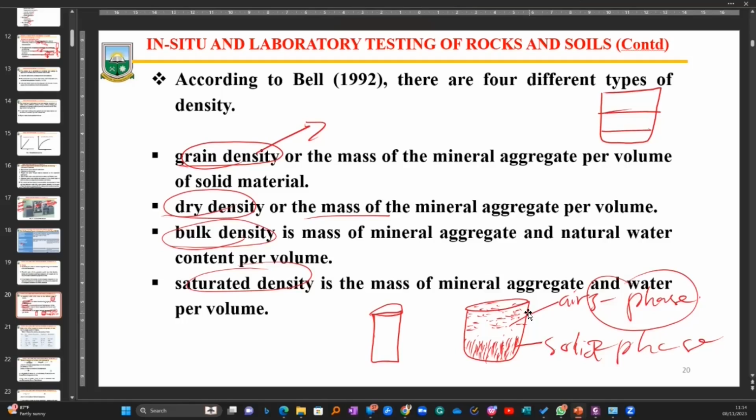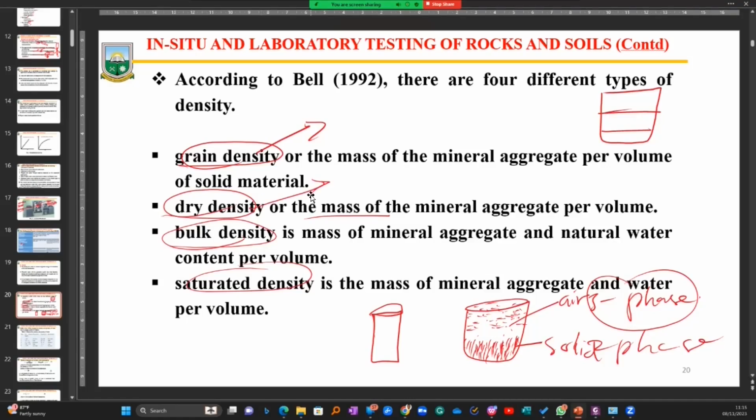And then we decide that we want to know the dry density of the sample. So now the sample is dry. So we measure the mass of the dried sample, which means there's still some air inside, but that is what we have. So we measure the mass of the dry sample over the volume of the dry sample, and that is dry density. Then we have bulk density.